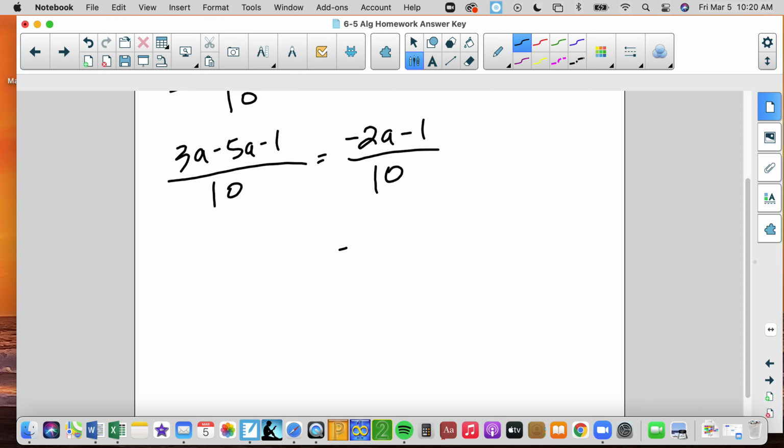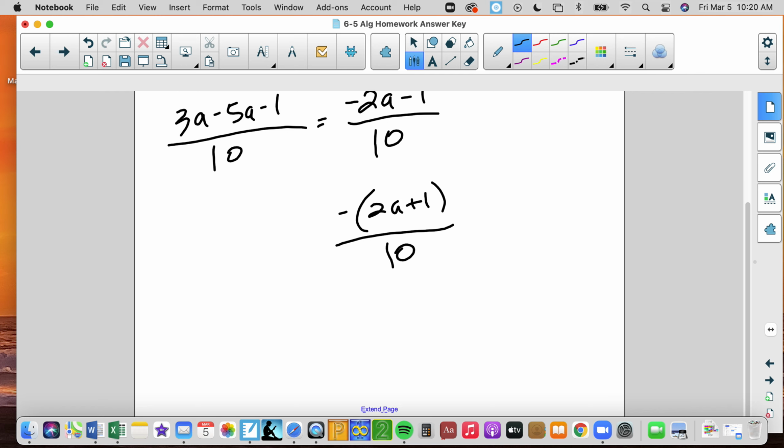So you take the negative out and you get 2a plus 1 over 10. Now you can't cancel anything. We factor in order to see if we can cancel things. So this is an acceptable answer. Here's where it gets interesting. Or we can take that negative and throw it down into the denominator, and we can get that answer.